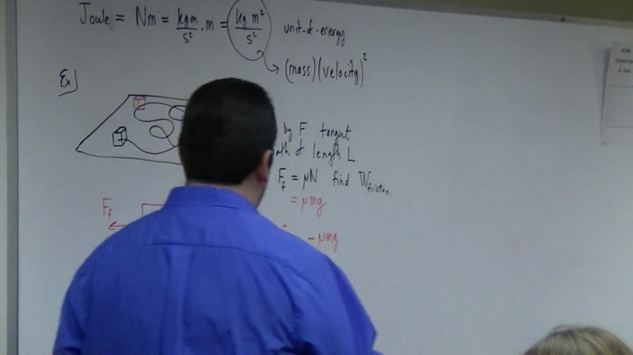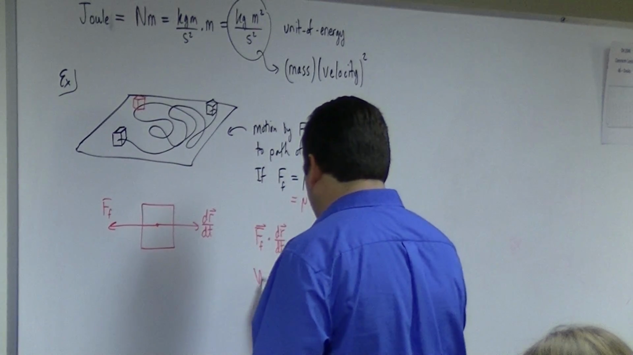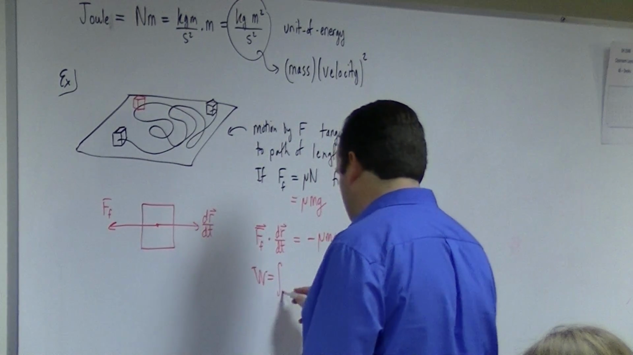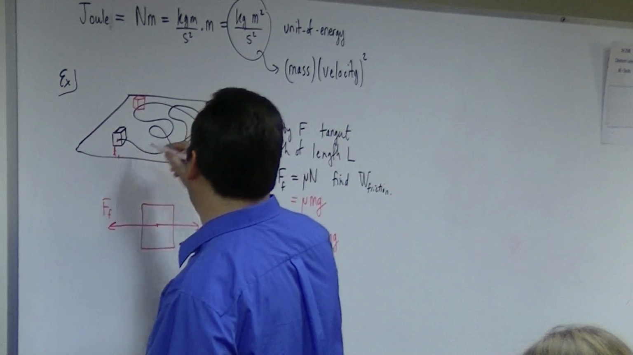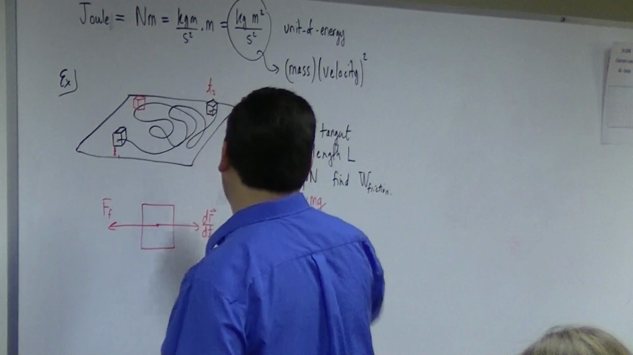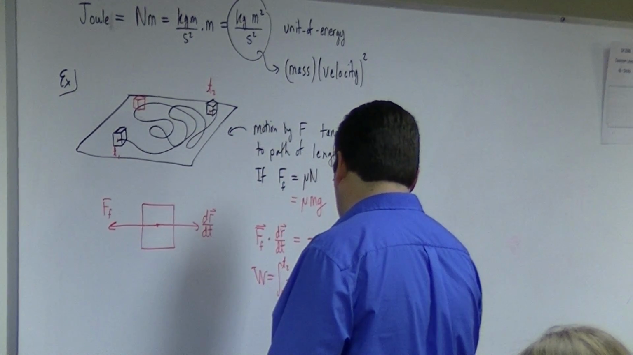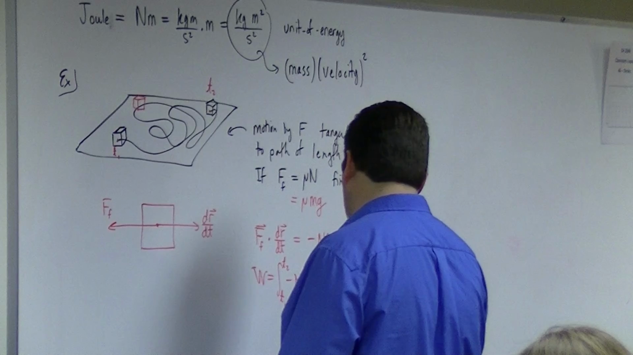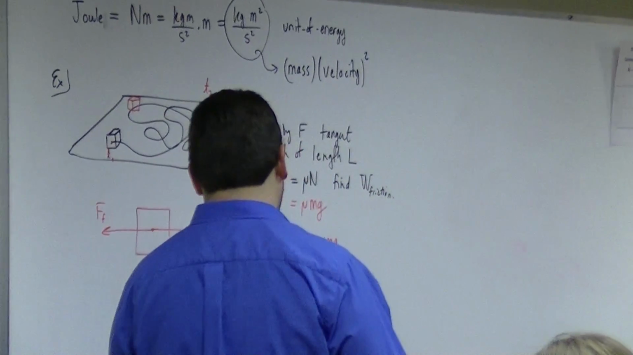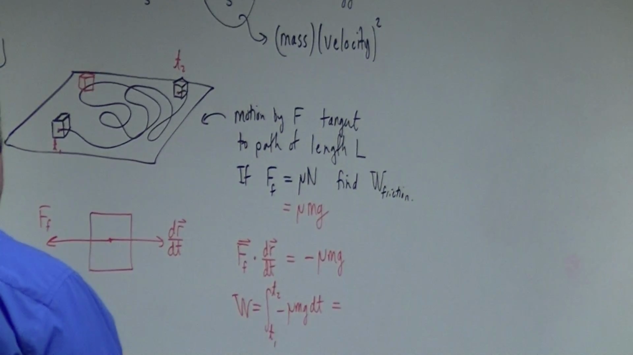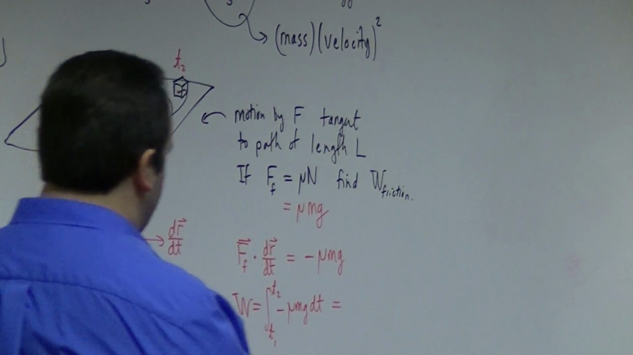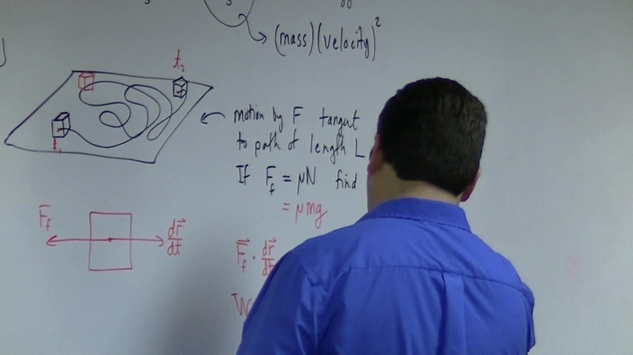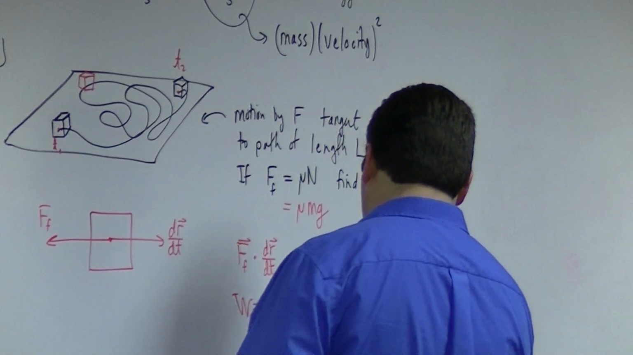And so to find the work, I integrate from time 1 to time 2. I'm saying this is time 1 and the final time is time 2, of minus mu mg dt. What do you get? What am I missing? Let me fix that.